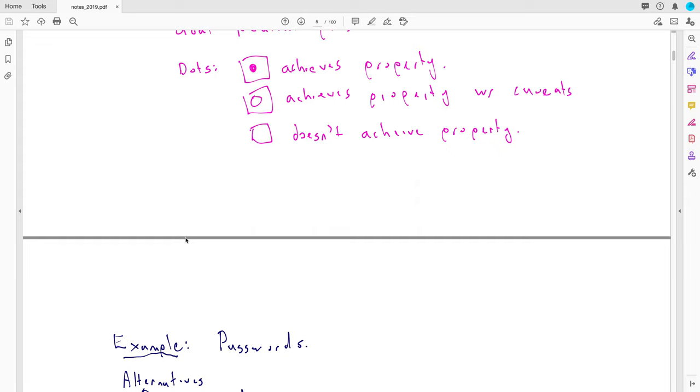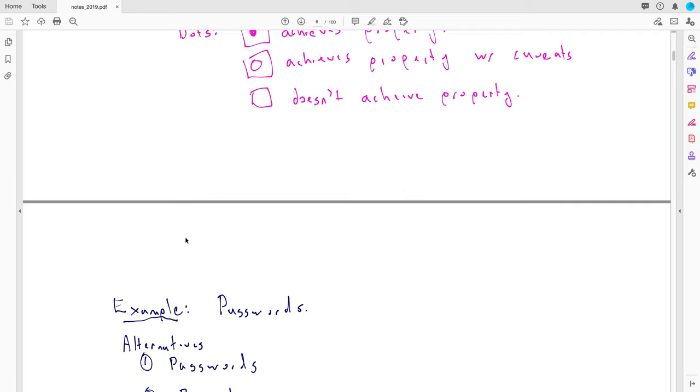So YubiKey is like a hardware token version of that as well. Yeah. So we could put YubiKeys into this same category of having some sort of cryptographic key that's a file or a device. It's on a hardware device or something like that. In Bitcoin, you have YubiKey kind of things, little hardware USB things that you stick in and they have all your keys and stuff like that.